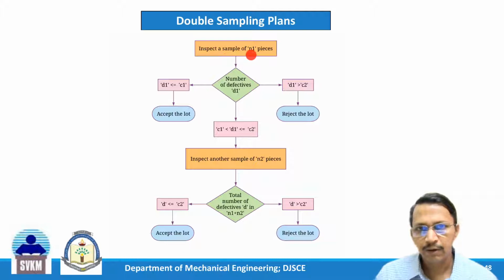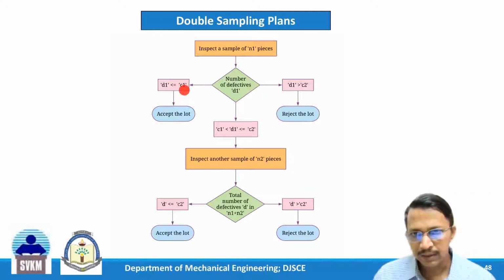Inspect a sample of N1 pieces. That is the first sample consisting of N1 pieces. Inspect it. Note down the number of defectives. Let the number of defectives be D1. Then you check the number of defectives against the acceptance number for this sample. C1 is the acceptance number for this first sample. If the number of defectives is less than or equal to the acceptance number, then accept the lot.